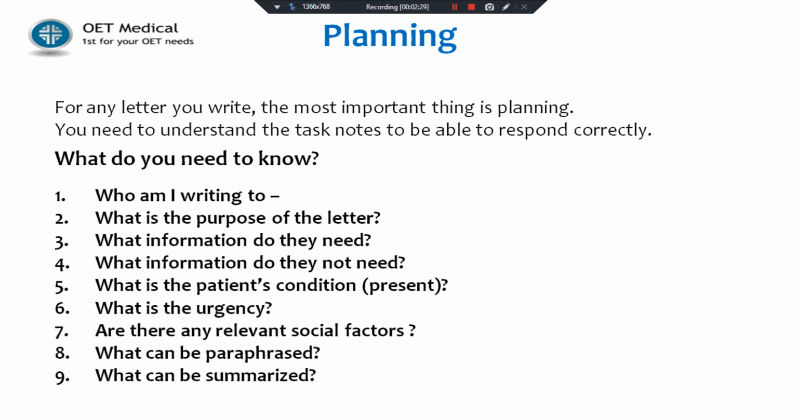So, questions. Here's a list of questions that you can follow. What do you need to know? Who am I writing to? No question mark there, I'll add that later. What is the purpose of the letter? What information do they need? What information do they not need? What is the patient's current condition? What is the urgency? Are there any relevant social factors? What in the letter can be paraphrased and what can be summarized?